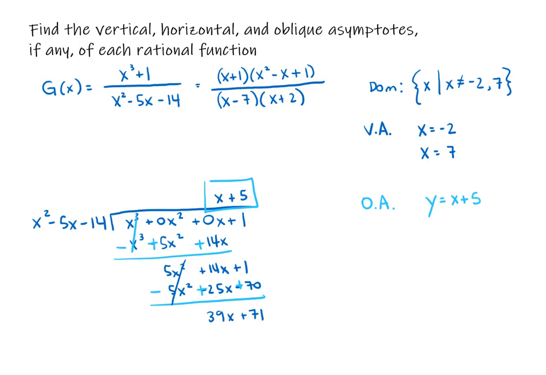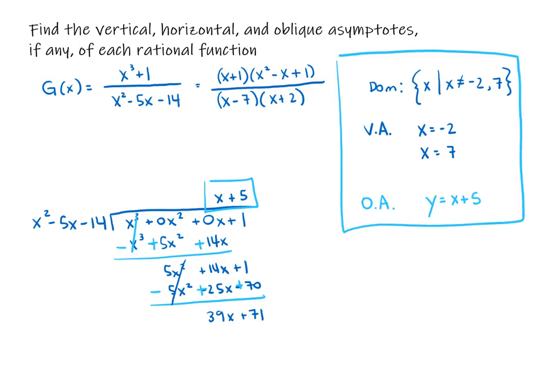And you only either have an oblique asymptote or horizontal asymptote. You can only have at max one of either of them, and you can't have more than one. So we're done. So we found the oblique asymptote, the vertical asymptotes, and as an extra bonus, we also found the domain.